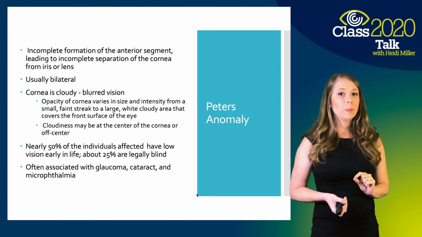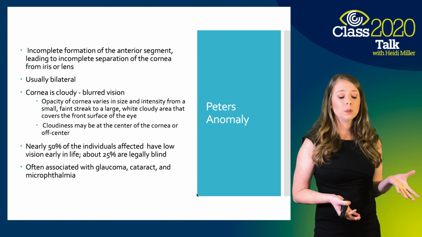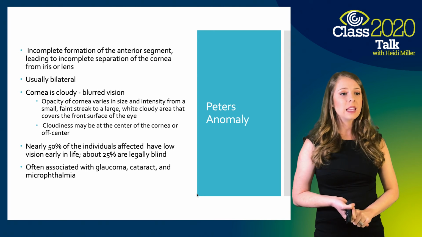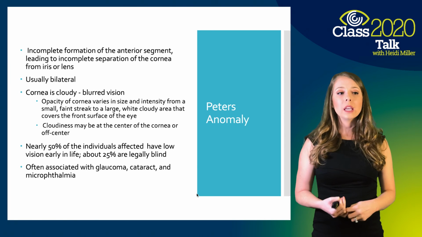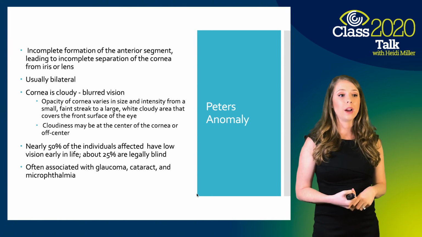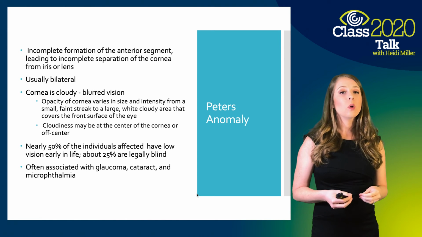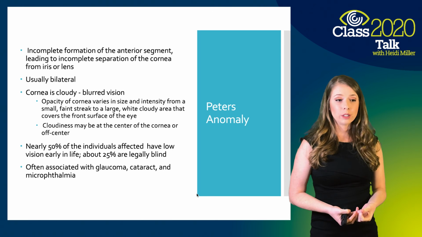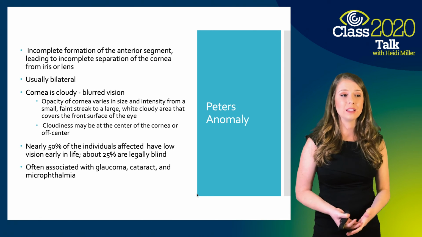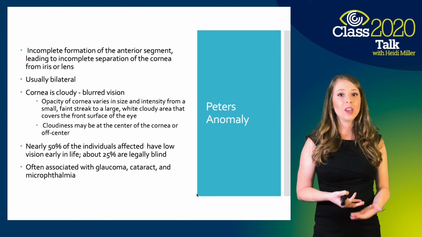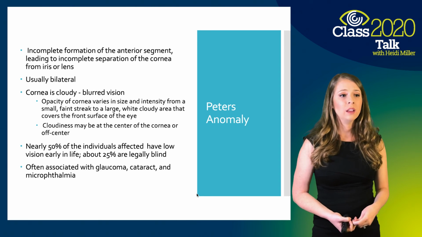And just a little bit about Peters anomaly, because we don't see this all the time. If you weren't familiar with what Peters anomaly is, it's an incomplete formation of the anterior segment, leading to incomplete separation of the cornea from the iris or lens. It's usually bilateral, and the cornea is going to be cloudy, which leads to that blurry vision. This is why we need to address this early as well, because if the cornea is completely opaque, we're not getting good visual input, so vision development can be impaired.